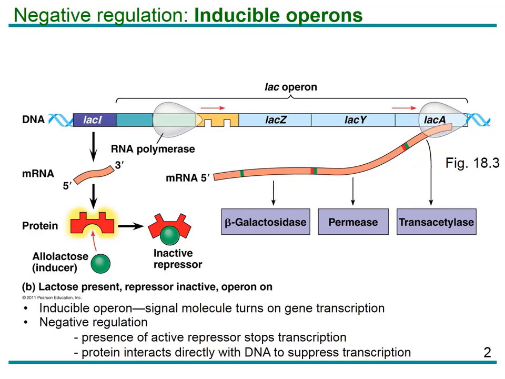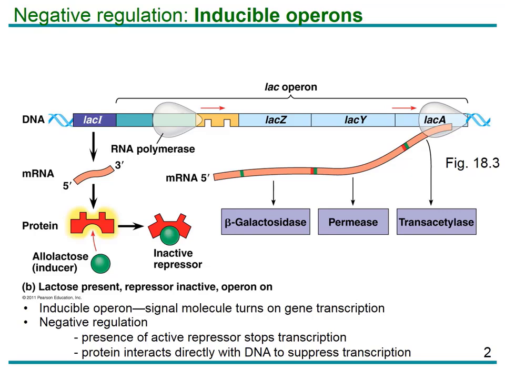This is also an example of negative regulation. It's negative regulation because the presence of an active repressor stops transcription. There's a protein interaction, or the protein interacts directly with the DNA and suppresses the transcription of that DNA.